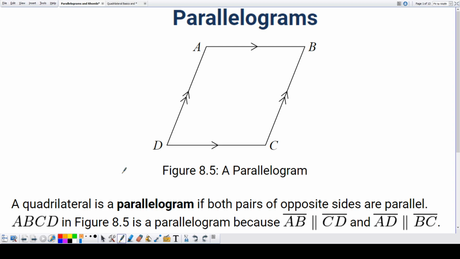So in our figure ABCD, AB and CD are opposite sides, so they're parallel. And AD and BC are opposite sides, so they are parallel as well. Now, with this basic information, we can discover a lot of interesting properties about parallelograms.